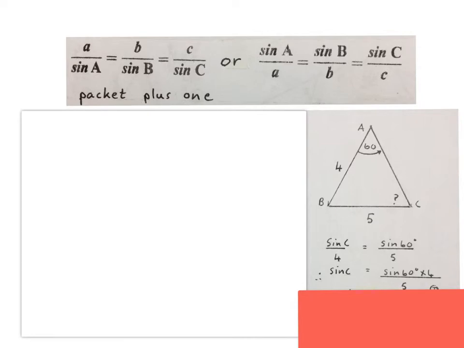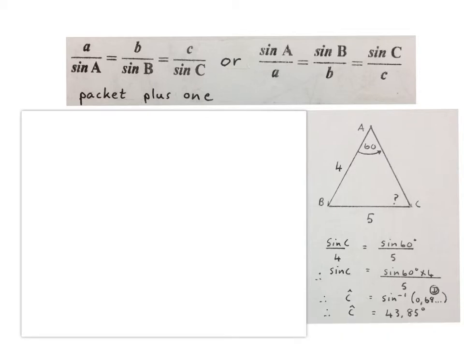Then I can feed this into my calculator. What I usually do is feed this into the calculator, get this answer and store it in one of my memories. Then I go shift sine, recall D, and we get the answer. The size of angle C is 43,85 degrees. This you learn to do in grade 10 already.